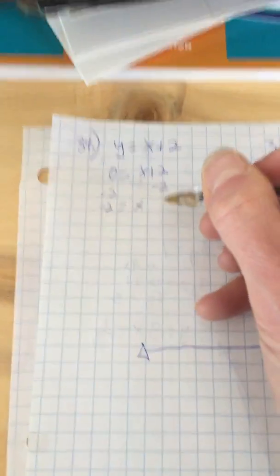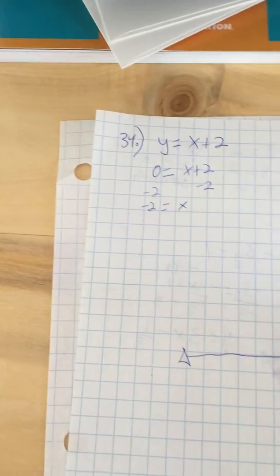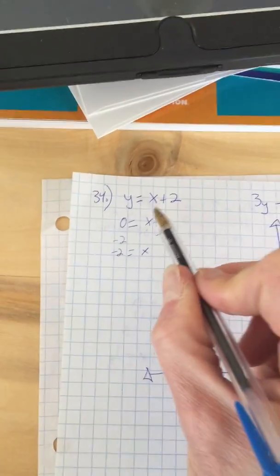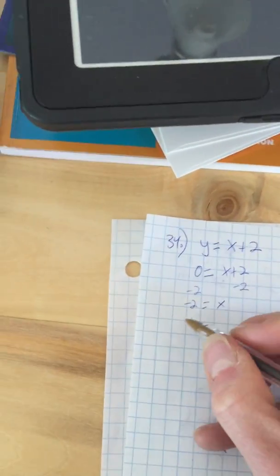Okay, now if x is negative 2, that's step 1. So when y is 0, you're not going up, x is negative 2. So here's 1 point for this particular equation. Now I'm going to make x 0 for the same thing.